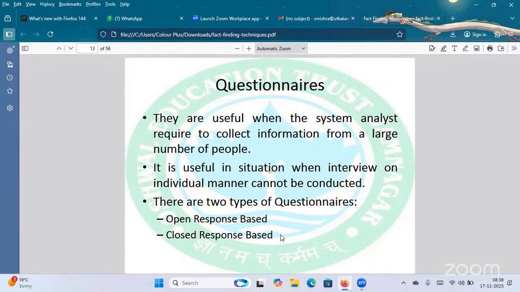he uses another technique that is called a questionnaire. It is nothing but a set of questions which will be provided to the stakeholders to give answers. So it is useful in a situation when interviews on an individual basis cannot be conducted, or it is not possible to conduct interviews one by one in a large scale organization.